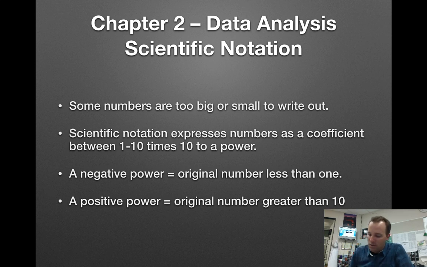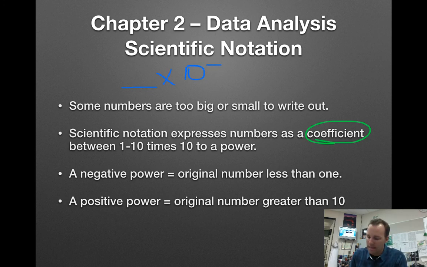So scientific notation is a number, which we call the coefficient. You can see that right there. It has to be between 1 and 10, times 10 to a power. So it's almost always in the format of some number times 10 to an exponent, like that.